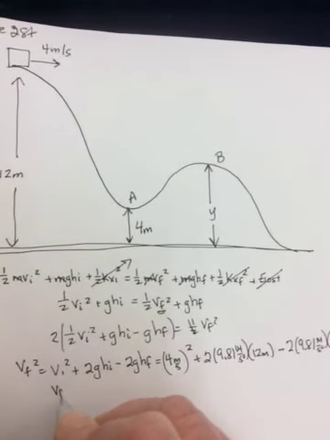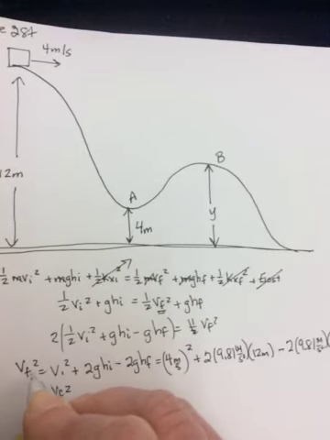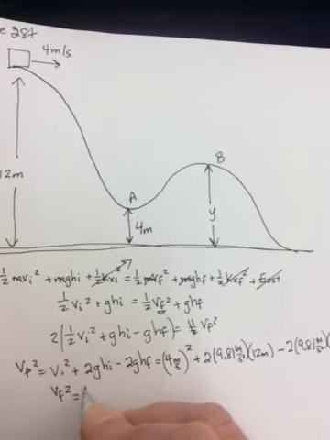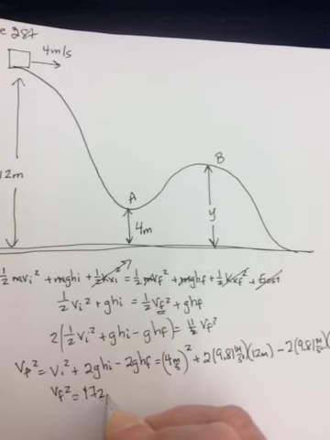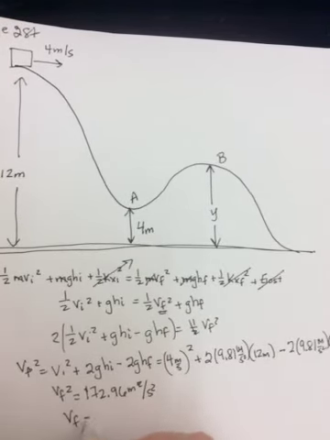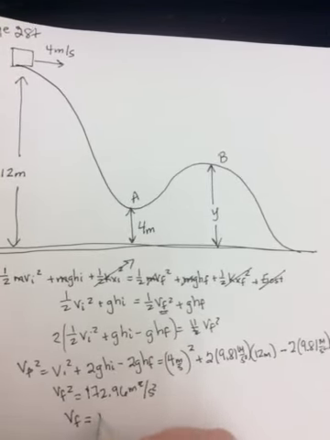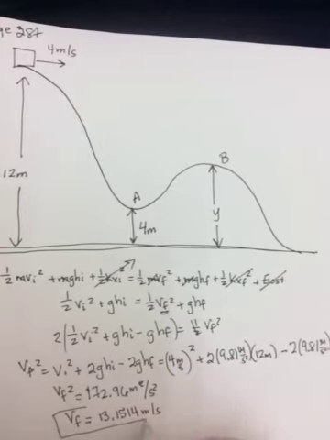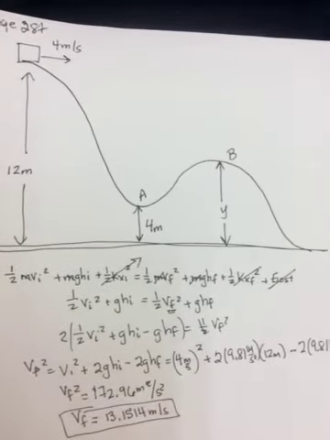Okay, remember when you do this, what you're going to get is v f squared here. It's going to be equal to 172.96 meters squared per second squared. Take the square root and get 13.1514 meters per second. Okay, so that's your answer to number 1.